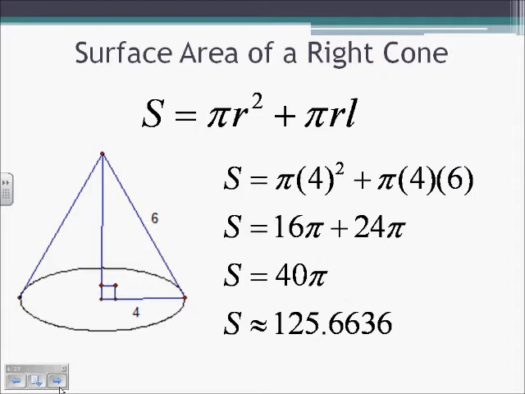So we just plug in what we know. The surface area is going to be pi times 4 squared plus pi times 4 for our radius times our slant height, which is 6. So we're going to get 16 pi plus 24 pi, which is 40 pi, or approximately 125.6636.